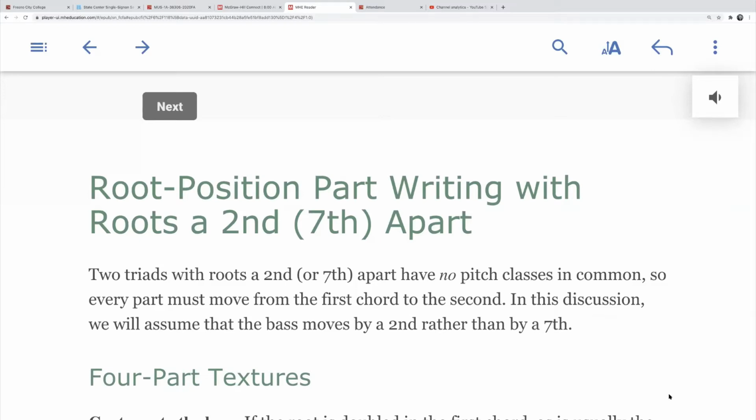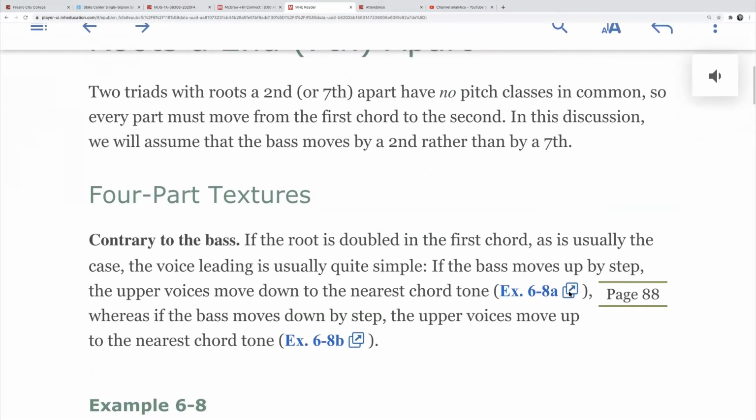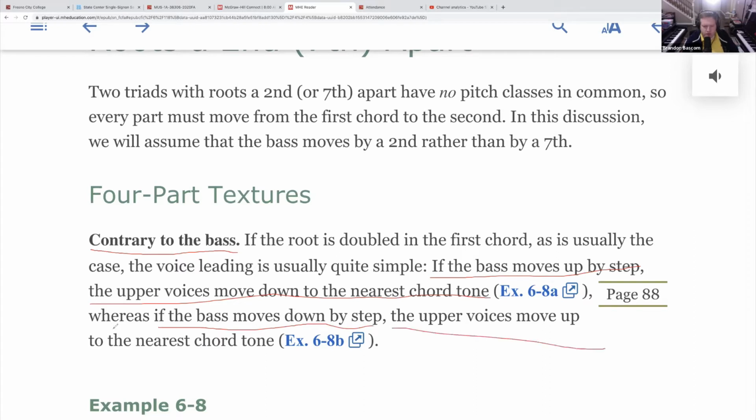In 4-part texture, they give us contrary to the bass as our method. If the root is doubled in the first chord, as is usually the case, the voice leading is usually quite simple. If the bass moves up by step, the upper voices move down to the nearest chord tone. If the bass moves down by step, the upper voices move up to the nearest chord tone. So we have motion that is contrary to the bass. And that's pretty much it.